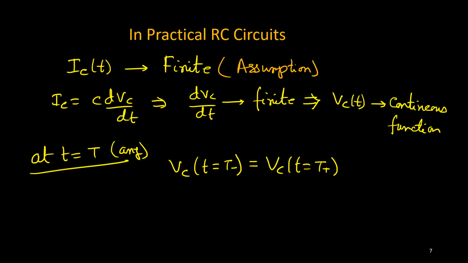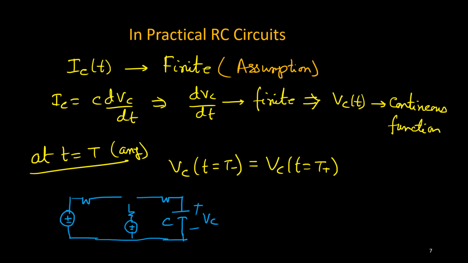Suppose I have one circuit like this: one voltage source, one resistance, and there is one resistance and another source. Okay, this is a capacitor, and this capacitor voltage is VC. This is your capacitance, this is the R, and here this is one switch. So this switch is turned from A to B at t equals to, suppose, 3 seconds.